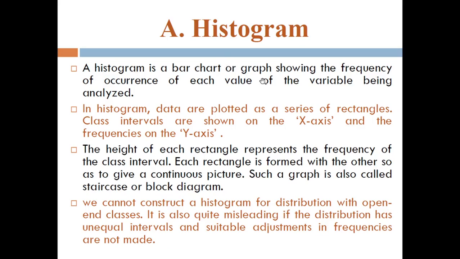A histogram is a bar chart or graph showing the frequency of occurrence of each value of the variable being analyzed. In a histogram, data are plotted as a series of rectangles. Class intervals are shown on the x-axis and the frequencies on the y-axis. The height of each rectangle represents the frequency of the class interval. Each rectangle is joined with the next so as to give a continuous picture. Such a graph is also called a staircase, steps, or block diagram.